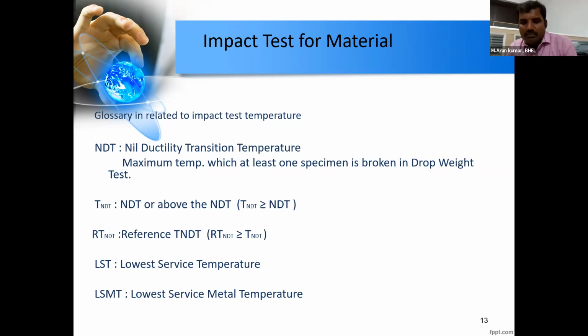Sir, at the end of my presentation, if I get some guidance on this, it will be very helpful for our BHEL, not only to BHEL, to the nuclear society, sir.